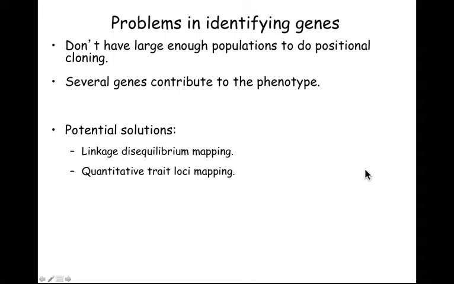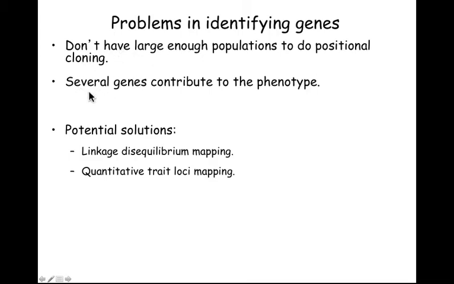In the last lecture, we spent a lot of time talking about cloning genes by positional cloning. And this is a good approach, but there are problems associated with things like positional cloning. And one of the biggest ones is that you often don't have large enough populations to do positional cloning, or at least you have a very difficult time doing positional cloning due to limitations in population size. I'll talk a little bit about why that is in a second.